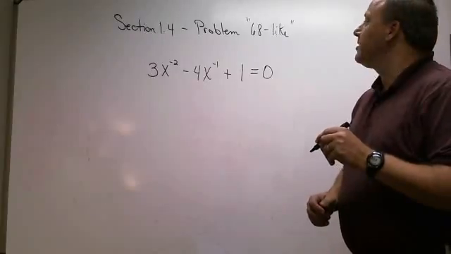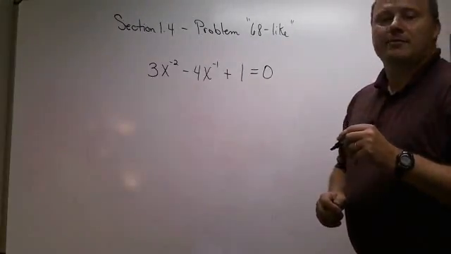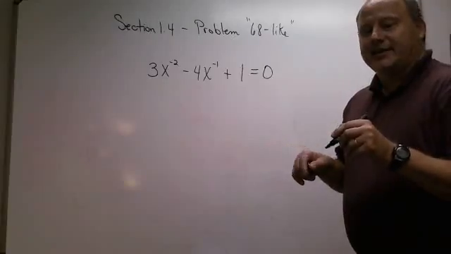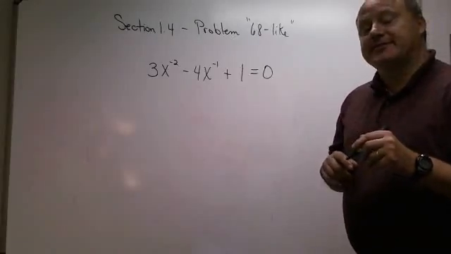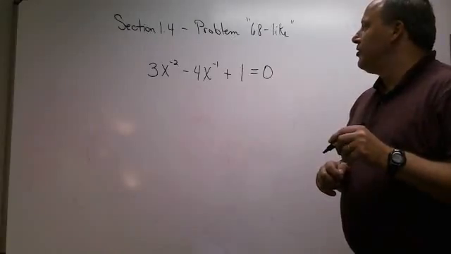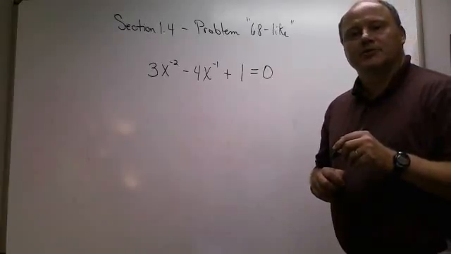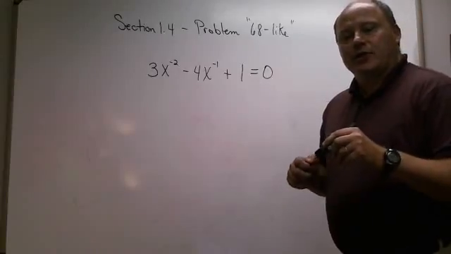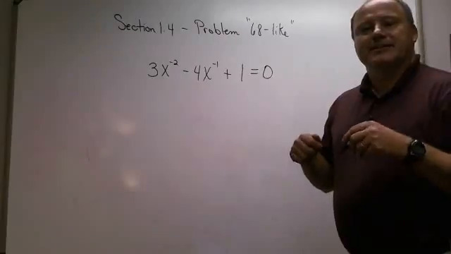Hello, we've had a request on section 1.4, problem 68. I tweaked it a little bit, so it's not exactly 68, but it's very similar. It's 3x to the negative 2 minus 4x to the negative 1 plus 1 equals 0. So if you recall, this is one of those problems we have to solve by substitution.